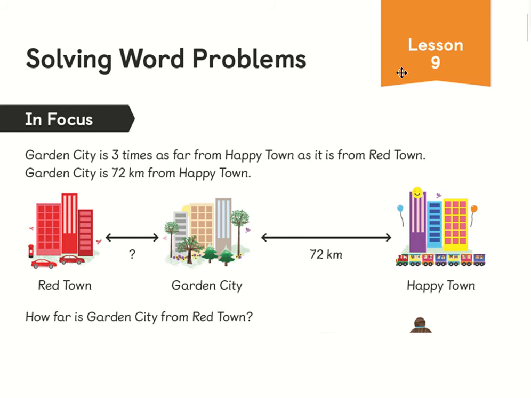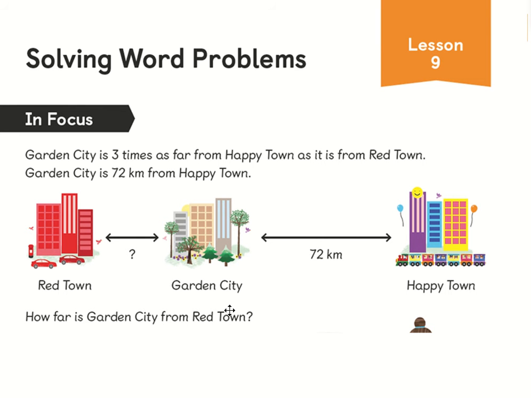Garden City is 3 times as far from Happy Town as it is from Red Town. Garden City is 72 kilometres from Happy Town. How far is Garden City from Red Town? So let's have a look at the information that we know. We know that Garden City here is 3 times as far from Happy Town as it is from Red Town. We also know that this distance is 72 kilometres.